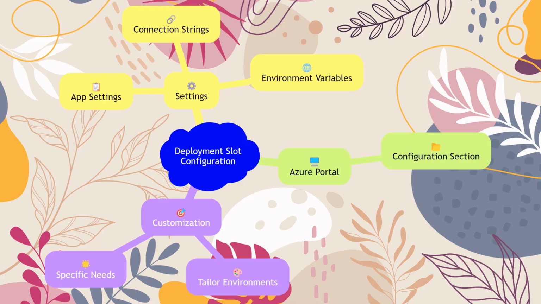Each deployment slot has its own configuration settings, which can be customized independently. This includes app settings, connection strings, and environment variables. You can configure these settings in the Azure portal under the Configuration section of the slot. This allows you to tailor each environment to its specific needs.